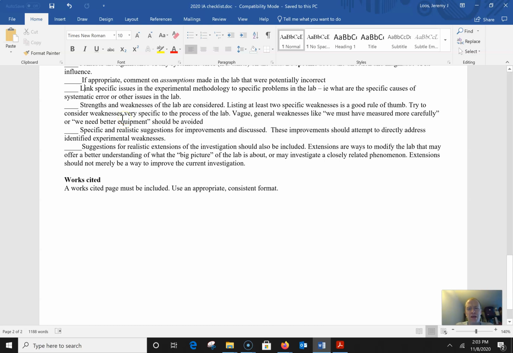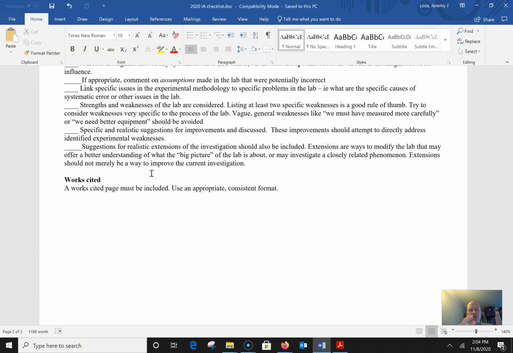We need to be specific. Things like "we may have measured more carefully" or "we need better equipment" should be avoided. We should be talking about specific things. And again, if an in-person experiment is done, or I should say just some sort of actual experiment is done, how did the problems in our lab actually influence the results? Did they cause things to be higher than they should have been, lower than they should have been? So an appreciation of the direction of influence.